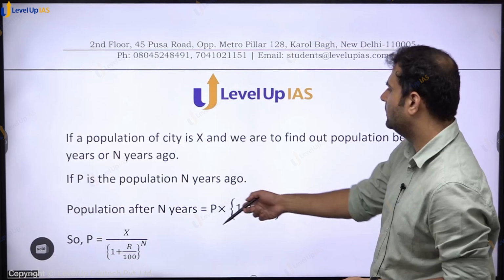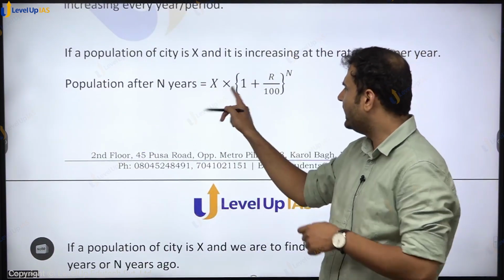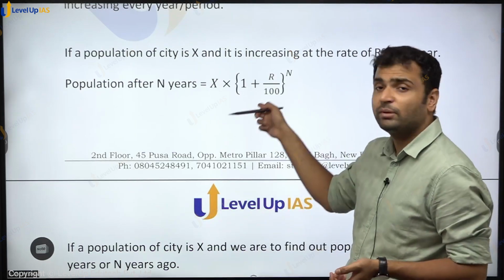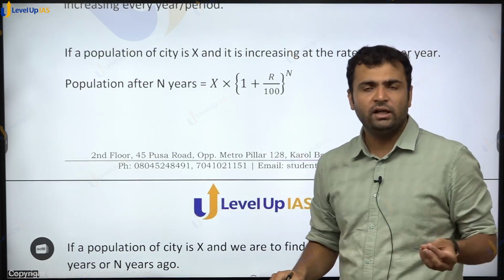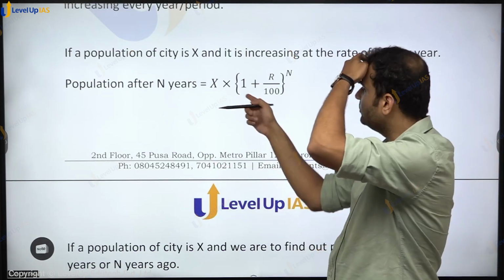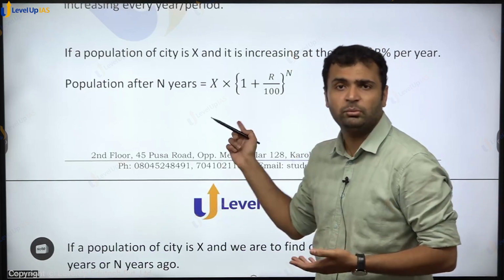This is the compound interest formula. Population after n years is x into (1 plus r by 100). r is the rate, so r by 100 is r%. What is 1 plus r%? If it is 10%, it is 1.1, if it is 20%, it is 1.2, if it is 30%, this quantity becomes 1.3. Raised to n, the number of years, that is the population after n years.